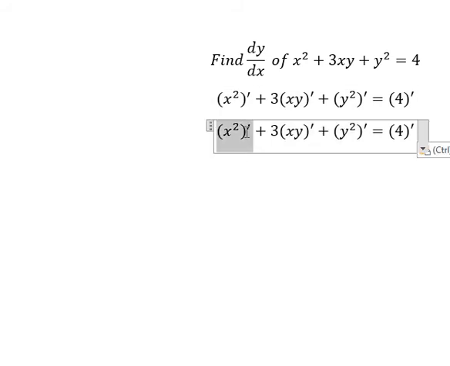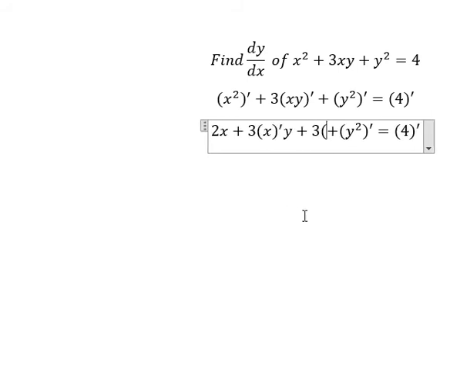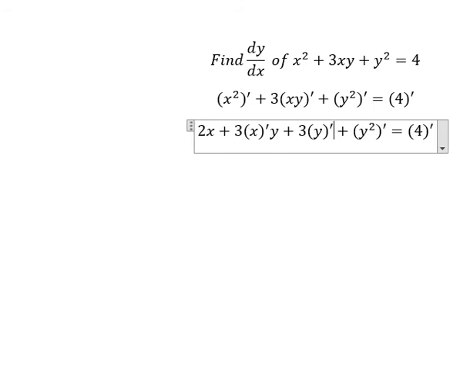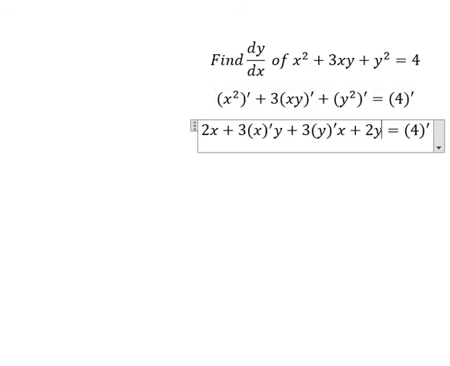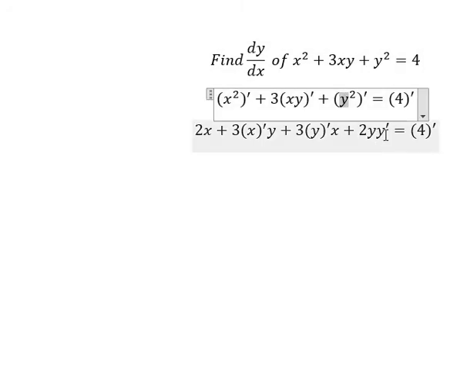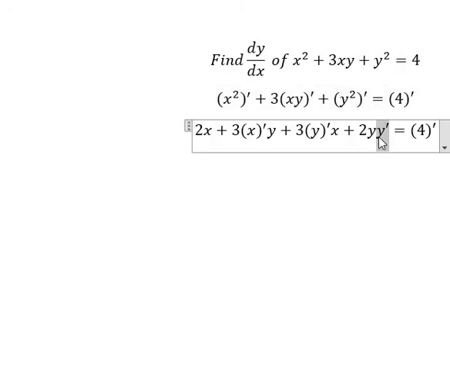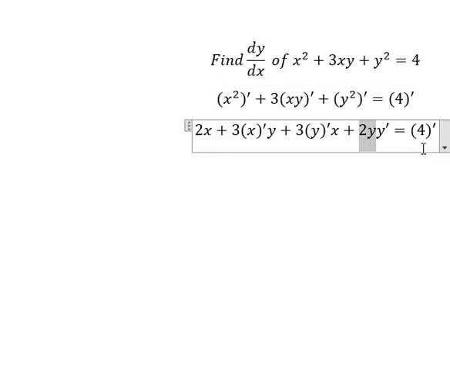So this one we can apply the power rule in here, and that is about 2x. This one we applied the product rule, and it will be like this. This one we have 2y and first the derivative of y, because we have y, that's why we have first the derivative of y in here. This one we can apply the power rule, and that's why we have 2y.